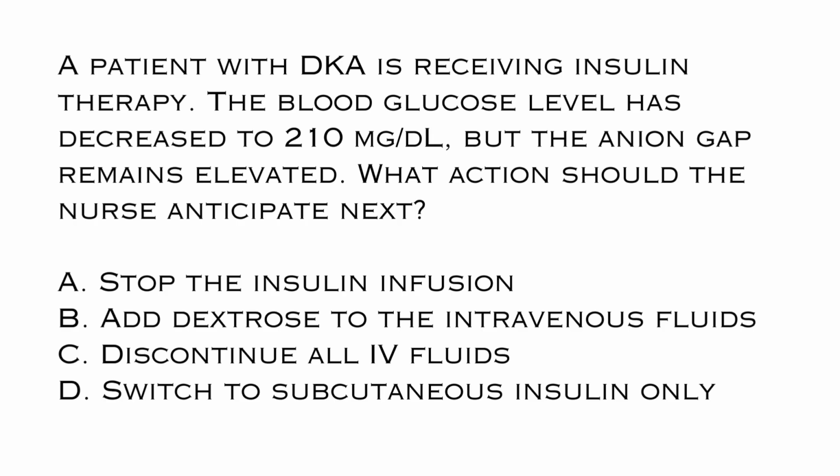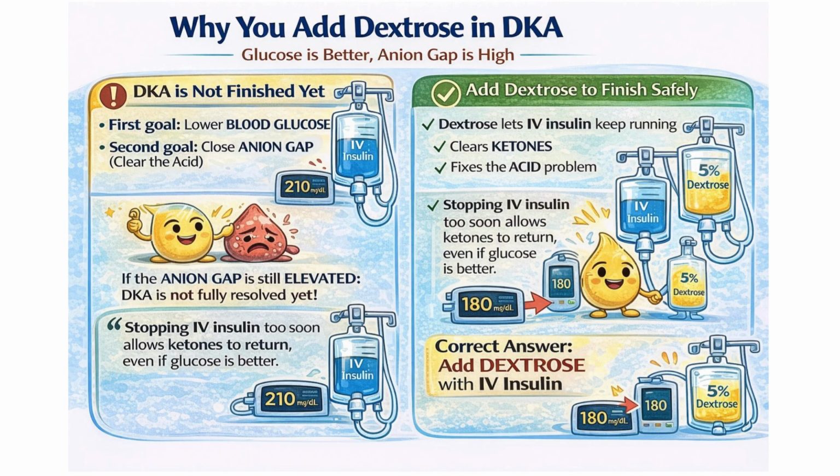Now let's move on to question 3. So here a patient with DKA is receiving insulin therapy. The blood glucose level has decreased to 210 mg per deciliter, but the anion gap remains elevated. What action should the nurse anticipate next? The correct answer is option B.